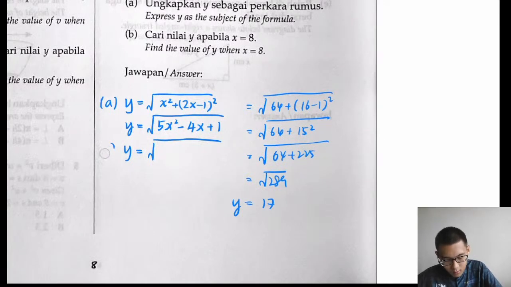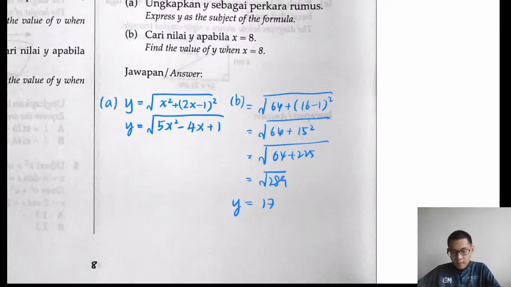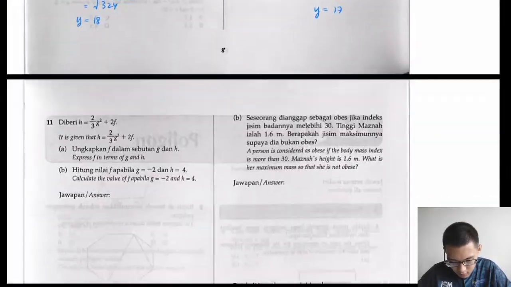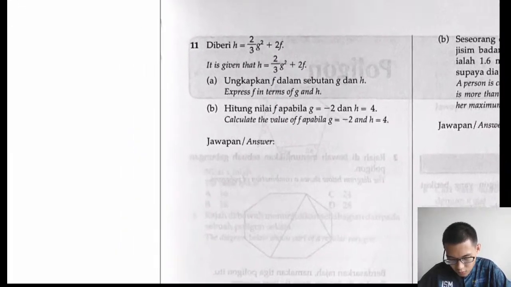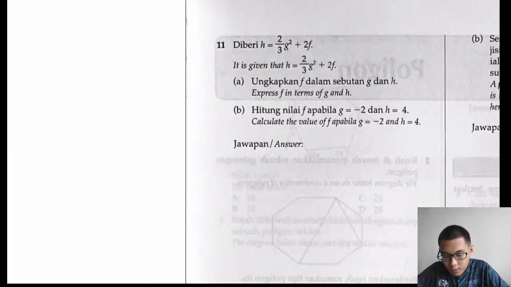So I don't want to do this, although I just use this, maybe easy. Okay, so we have another quick question. Given that h equal to 2 over 3 g squared plus 2f, express f in terms of g and h. So where's f here? 1 only. So we can try to express easily.